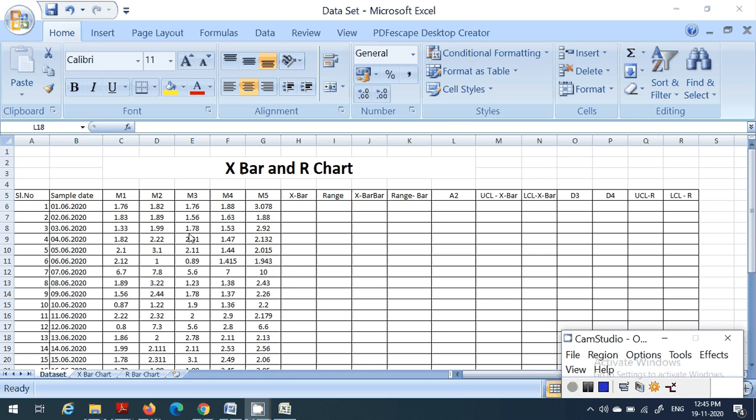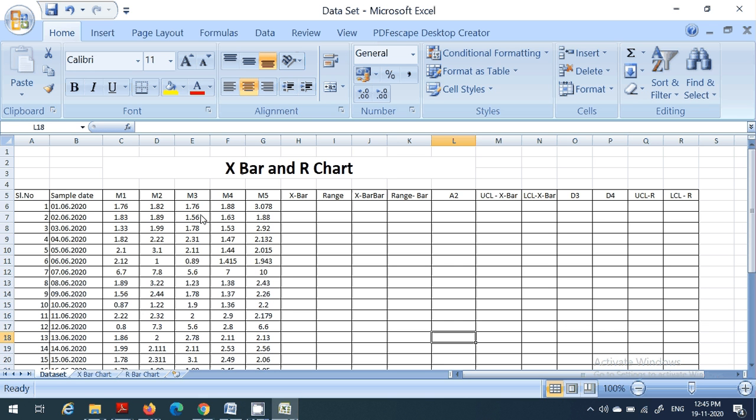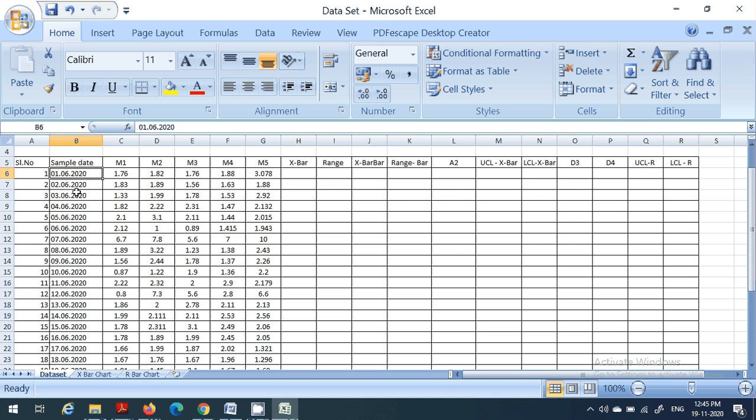Good morning to everyone. In this video we are going to discuss X bar and R chart concepts. The purpose of the X bar and R chart is to identify whether assignable causes exist in the given data set. Let's take a simple example to explain this, using the given data set.